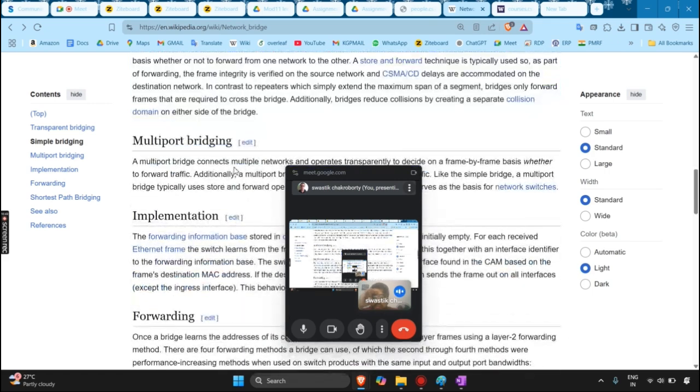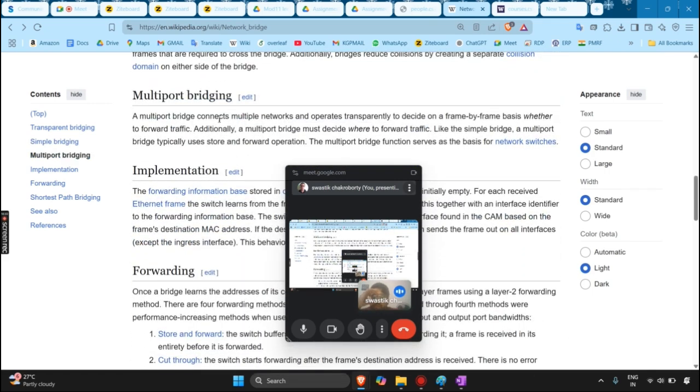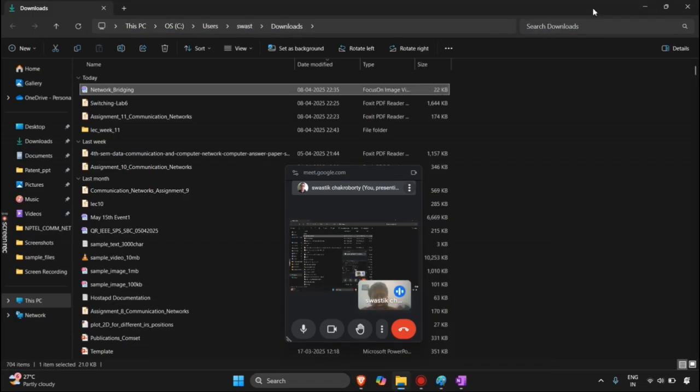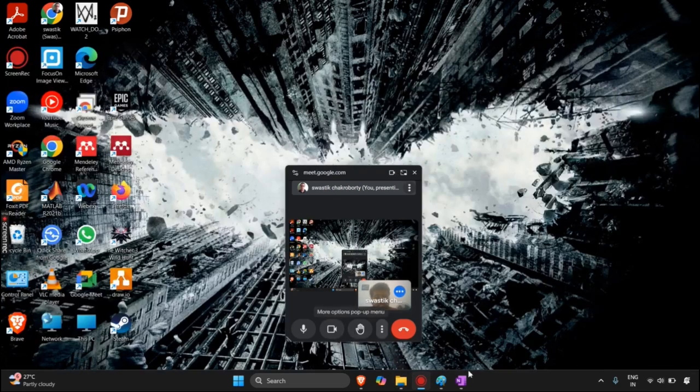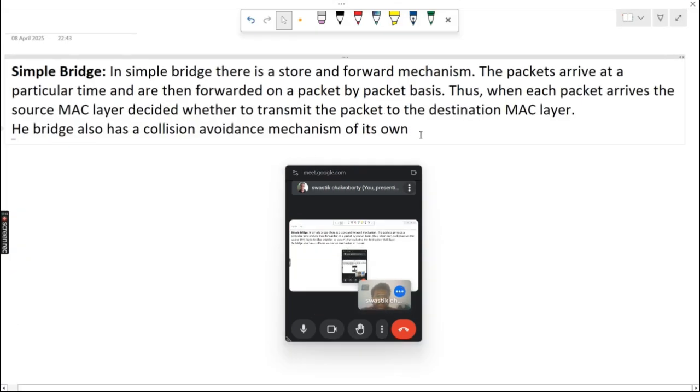Now the second part is multiport bridging. A multiport bridge connects multiple networks and operates transparently to decide whether to forward traffic. Additionally, a multiport bridge must decide where to forward traffic. Like a simple bridge, a multiport bridge typically uses store and forward operation. The multiport bridge function serves as the basis for network switches. So network switches are built on the principle of multiport bridging.